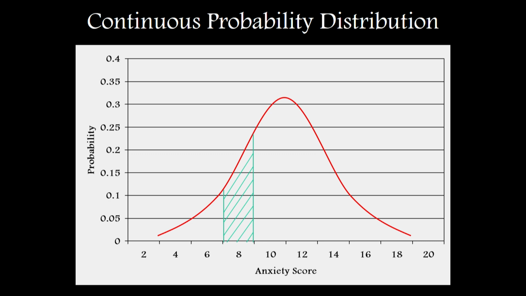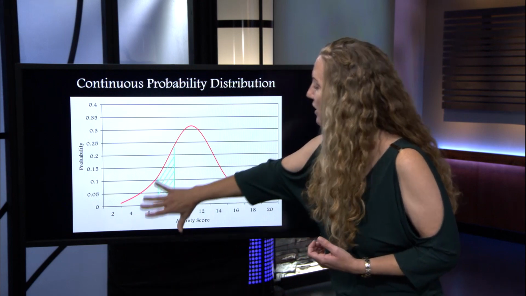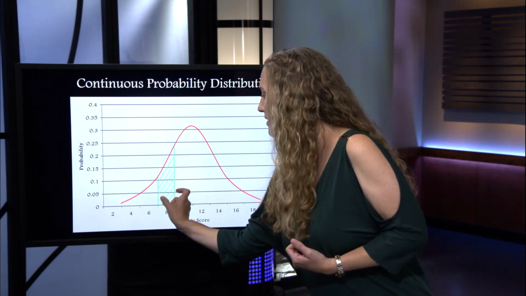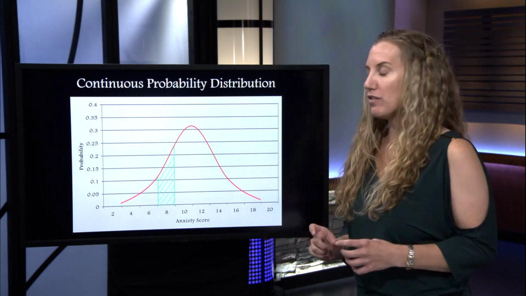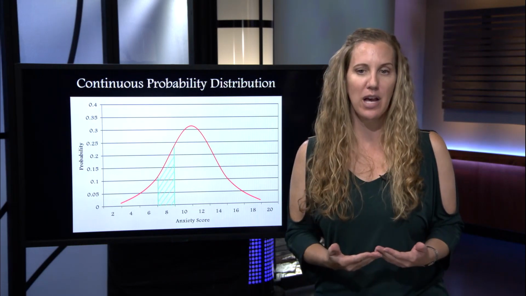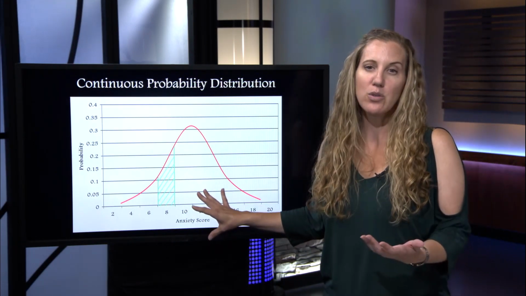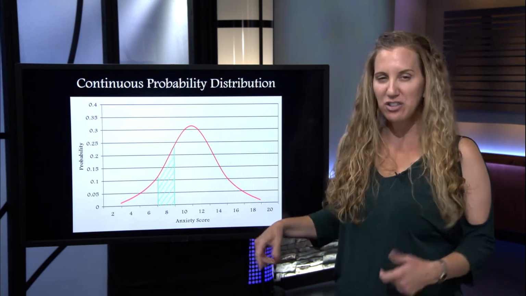Instead, what I have to do is figure out what percentage, or what proportion, of the curve is shaded in green. Under the curve we have 100%, but I just want to look at this little piece right here. If I can figure out what percentage of the curve that is, then that is going to tell me my probability. This is a little bit trickier now that we have a continuous probability distribution, a continuous variable, but it's actually not that difficult.